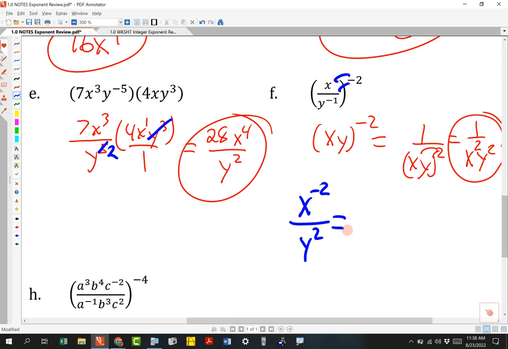What part of this don't we like? The negative. We don't like negative exponents. It's not that they're bad. We normally just don't write an answer like that. So let's take this. The y squared is fine. It has a positive exponent.